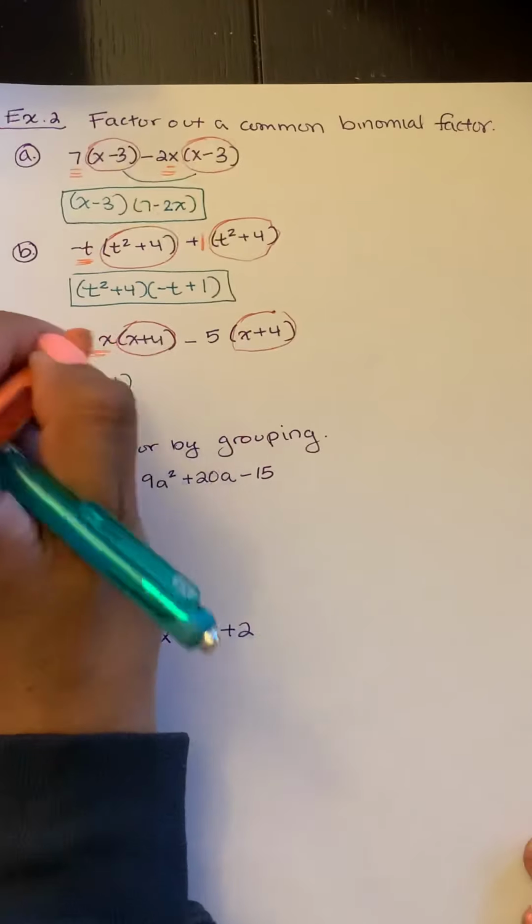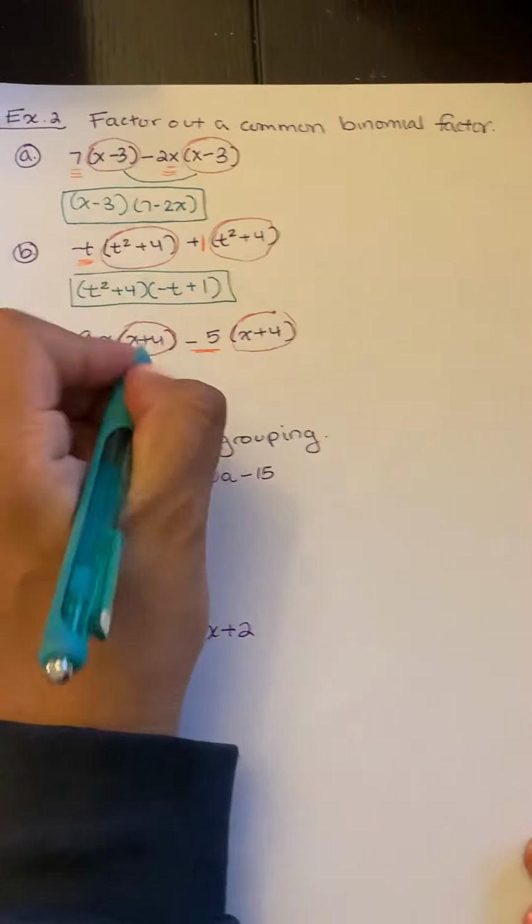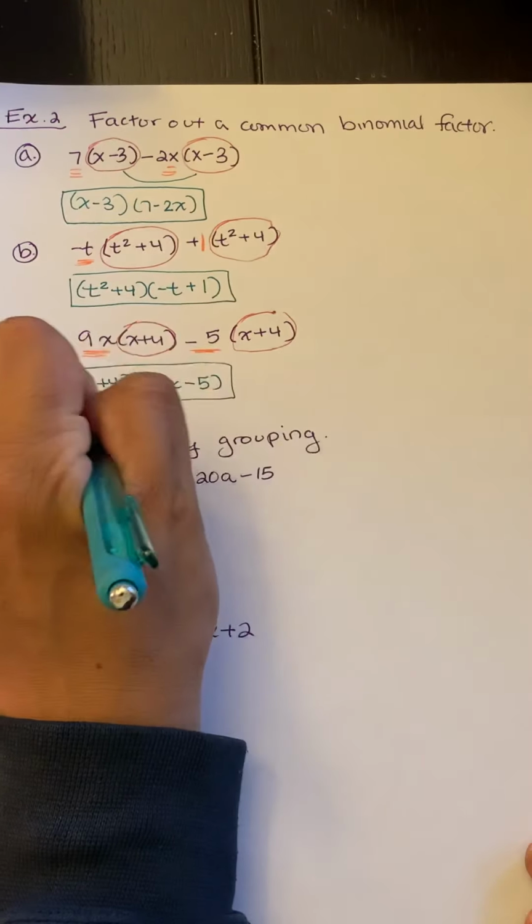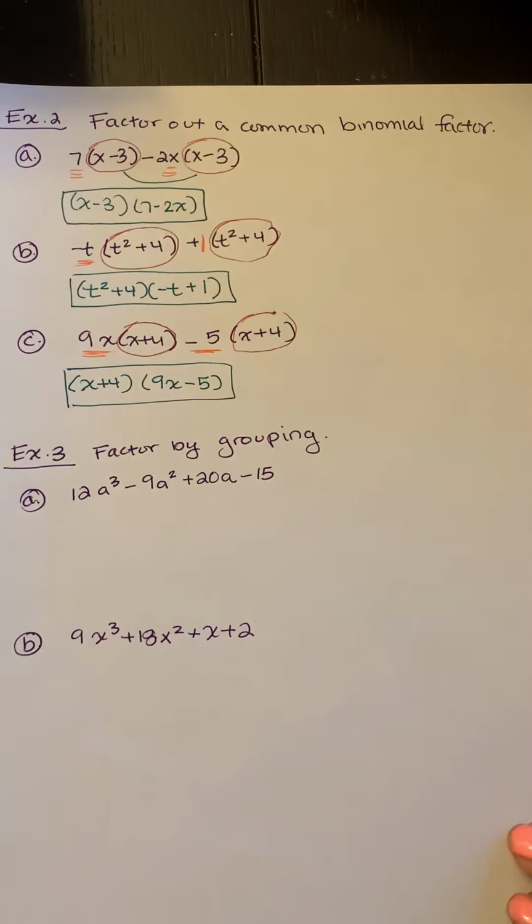And I have a 9x out of here, a negative 5. We're going to rewrite that. We're going to put those together. There's your final answer. That's example 2. Okay, let's take a look at example 3.